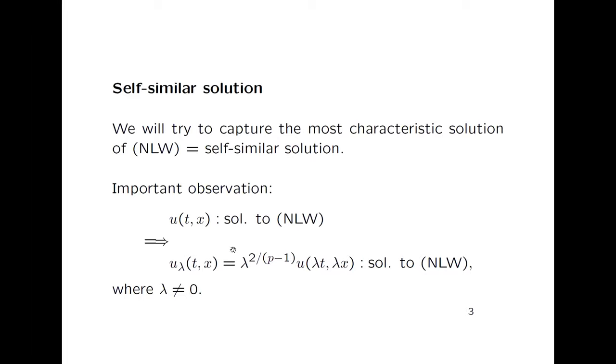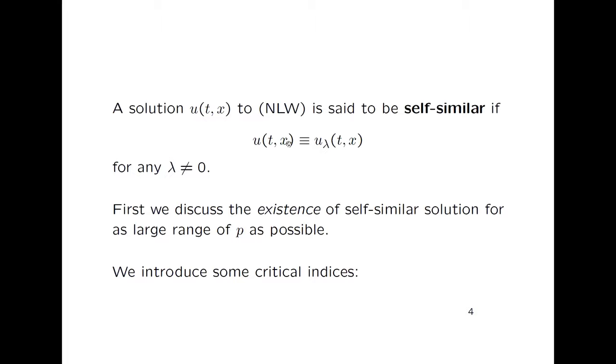You can easily check this by plugging this function into the NLW and seeing that it surely solves the equation. But it's important to notice that p, the order of the power nonlinearity, is reflected in this observation. In some sense, this observation reflects the nonlinearity that these equations have. A self-similar solution is, by definition, a solution u such that u and its scaled solution u lambda always coincide for any lambda.